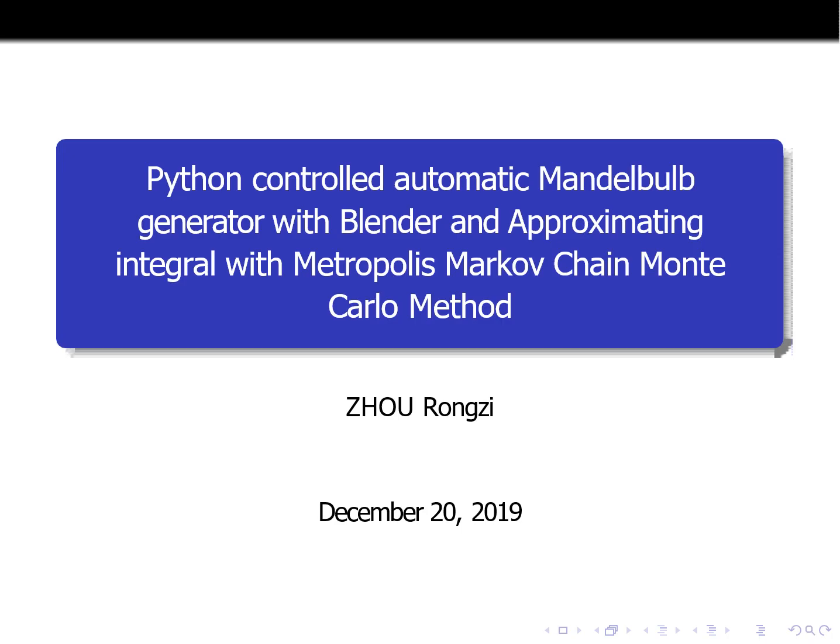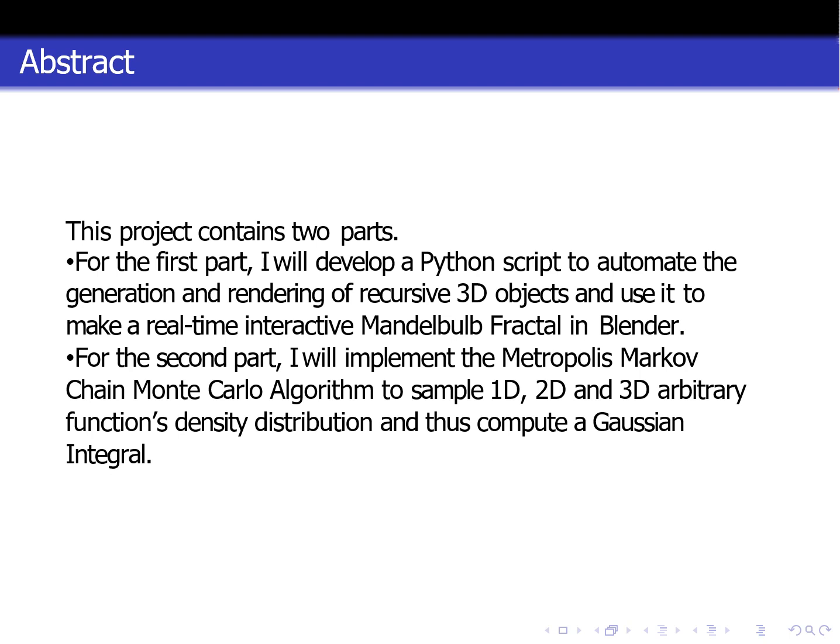This is my topic. This project contains two parts. For the first part, I will develop a Python script to automate the generation and rendering of recursive 3D objects and use it to make a real-time interactive Mandelbulb fractal in Blender. For the second part, I will implement the Metropolis Markov chain Monte Carlo method to sample 1D, 2D, and 3D arbitrary functions, and thus make an integration of a Gaussian integral.